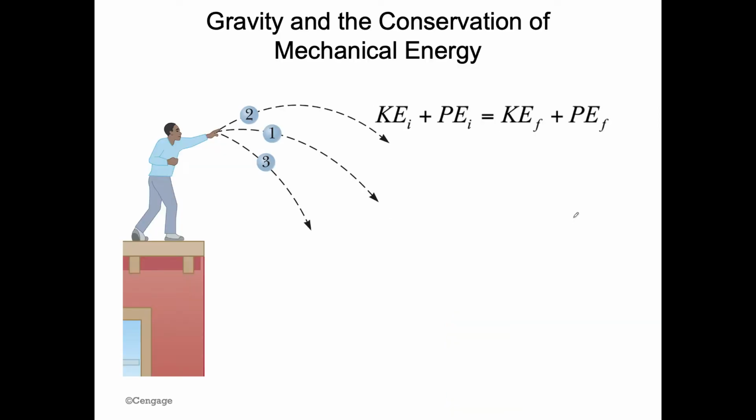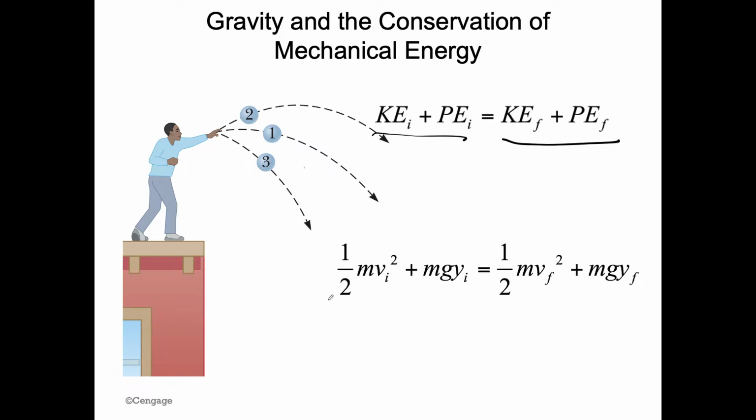Let's solve this problem by applying the principle of conservation of mechanical energy. Mechanical energy says initial mechanical energy equals final mechanical energy. Initial mechanical energy is 1/2 m v_i squared plus m g y_i, and final mechanical energy is 1/2 m v_f squared plus m g y_f. What does it tell us?